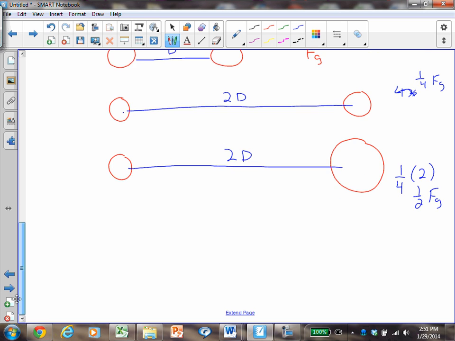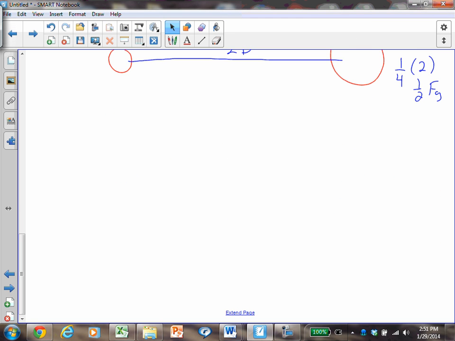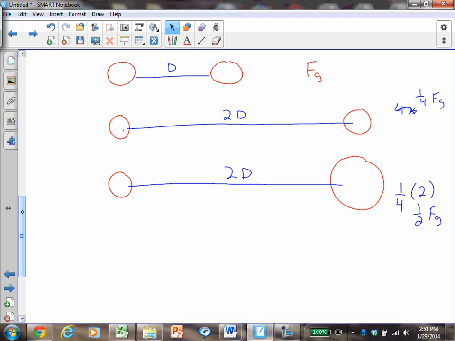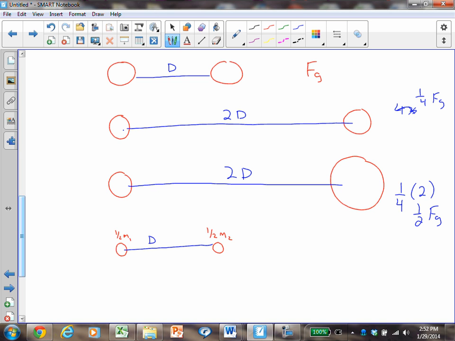Let's watch this one. We'll make half the mass of each, and the same distance. What would you do? It would be 1/4 of FG, because 1/2 times 1/2.